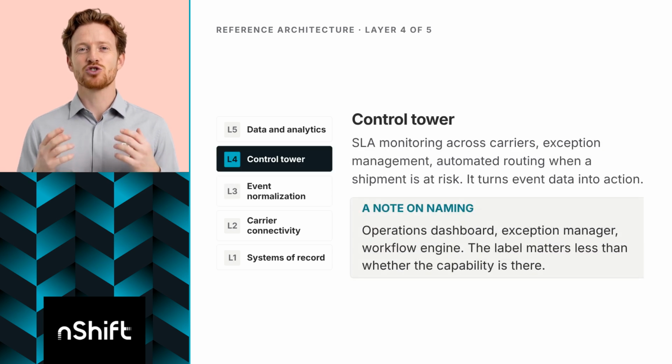Layer 4 is the control tower, the operational workflow layer. SLA monitoring across carriers, exception management, automated routing decisions when a shipment is at risk. It turns event data into action. Not every vendor uses the term control tower, some call it operations dashboard, exception manager, or workflow engine. The label matters less than whether the capability is actually there.